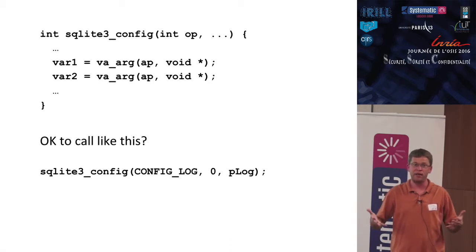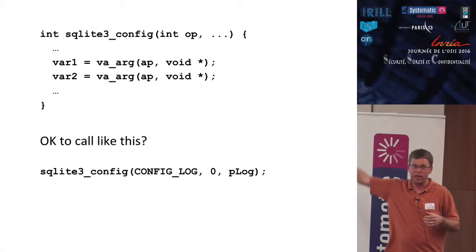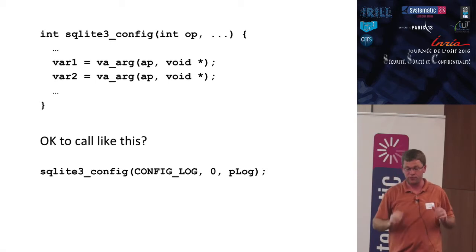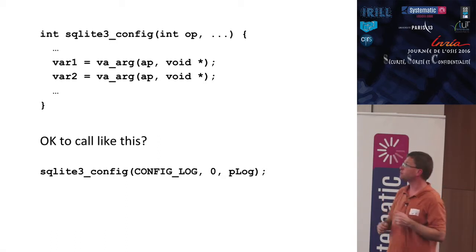So C is already, even without variable argument functions, a very weakly typed language, right? But this is the weakest by far of any part of an already really weakly typed language. There is no safety net when you do this kind of stuff. You're just manually grabbing stuff off of the stack.